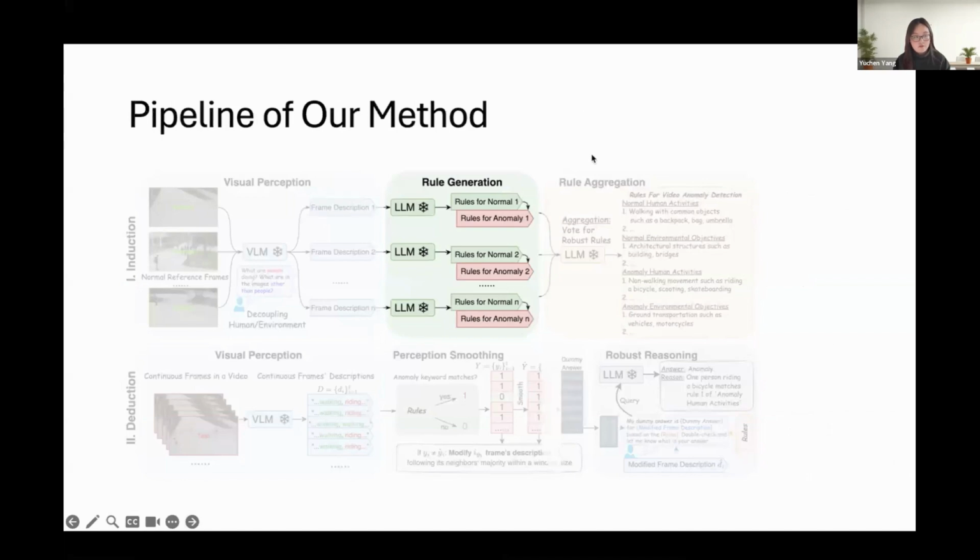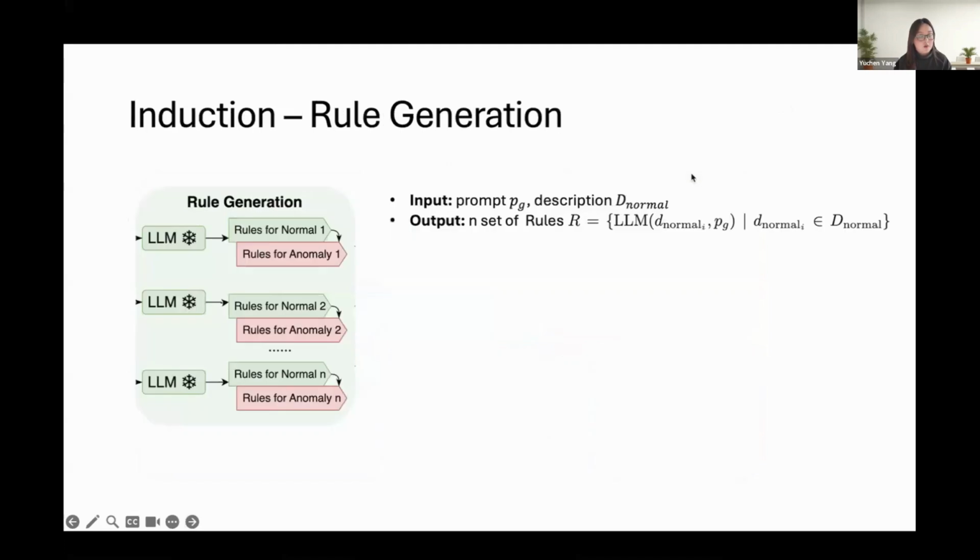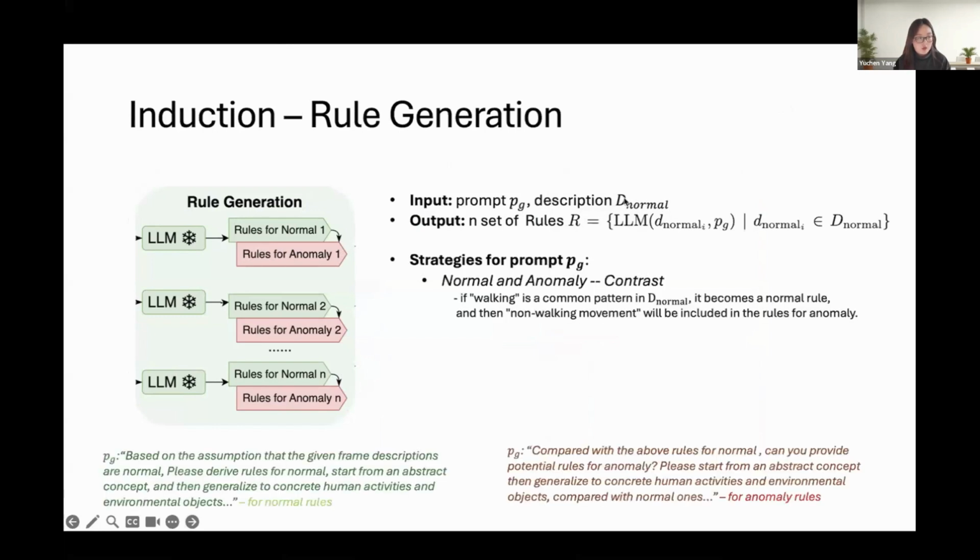And then after we get those frame descriptions, we will let the language model generate the rules. In our experiments, we're using GPT-4V in this stage, since we only need 10 to 20 frames, and the query is not that much. The input would be the description we got from the last step, and also the prompt. Here we also have several strategies for the prompt.